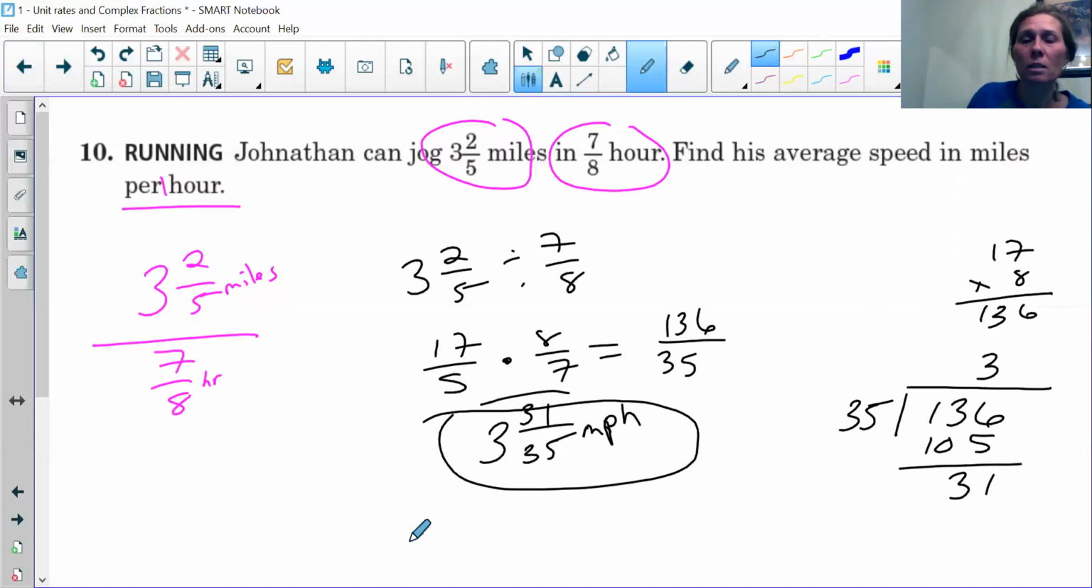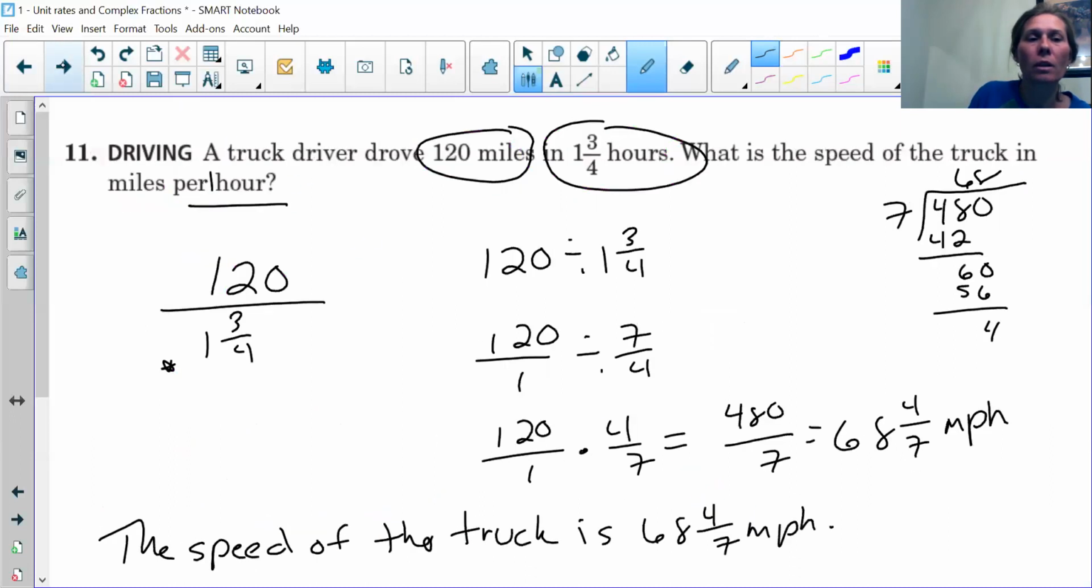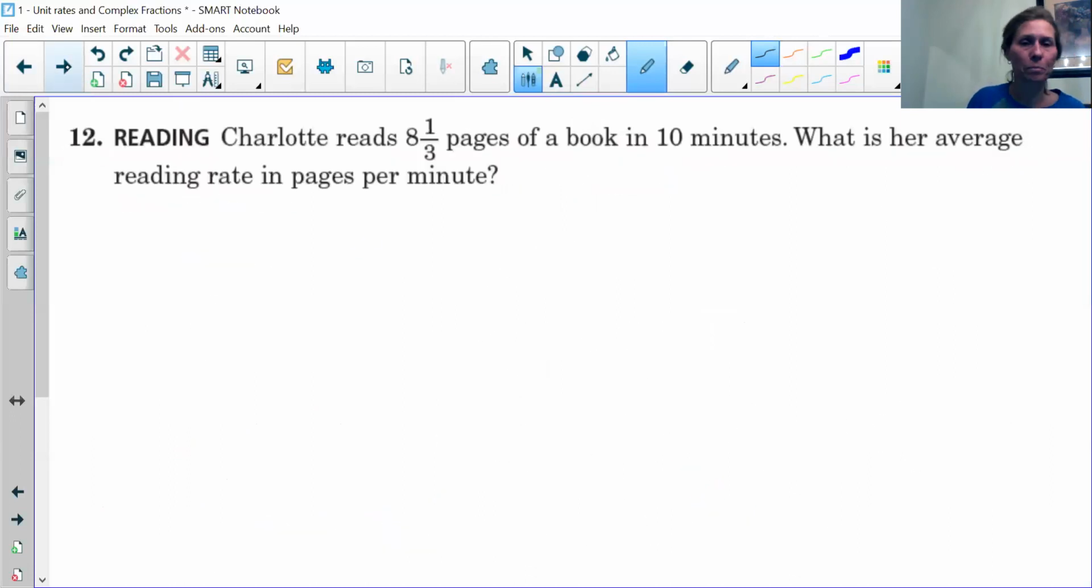I didn't write it in a sentence back here for number 10, average speed in miles per hour. So John can jog at 3 31/35 miles per hour. Had to go back to number 10. That was my fault. All right, let's go on to number 12.